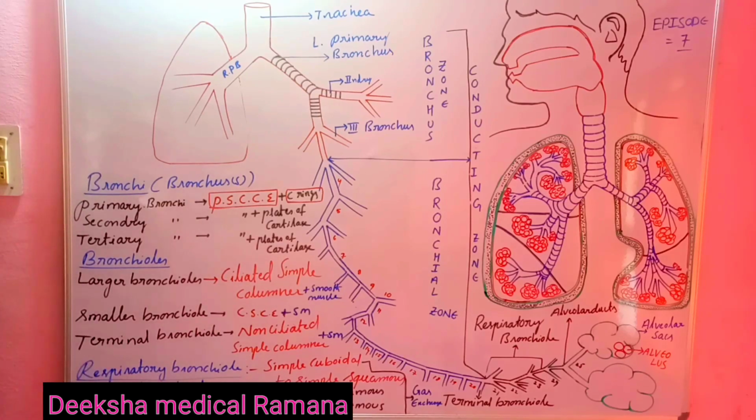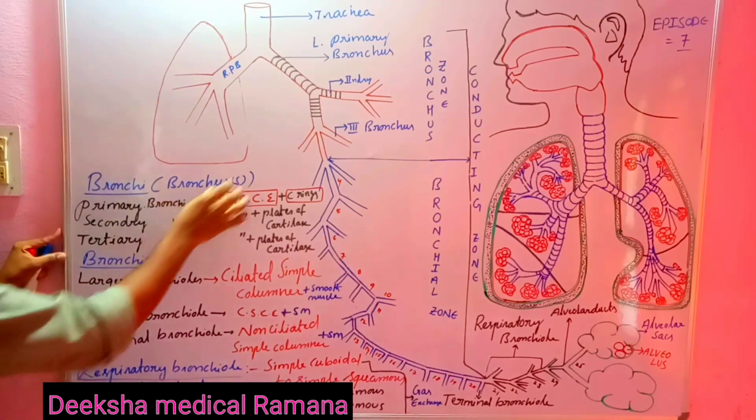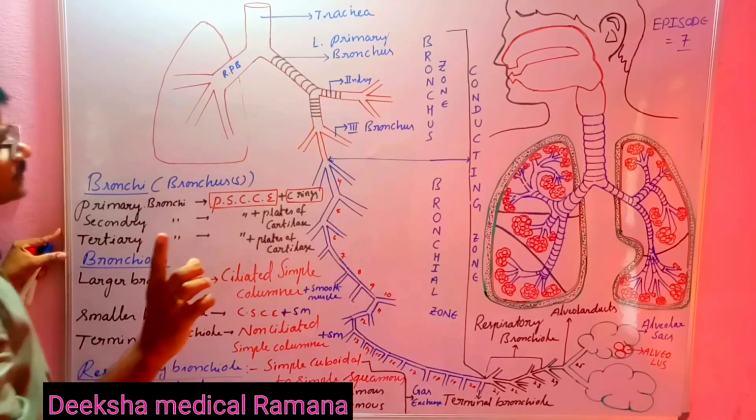Now, what is the function of the bronchi, bronchioles, respiratory bronchioles, alveolar duct and alveoli? The bronchi or bronchus help in conduction of air. That is the first one.